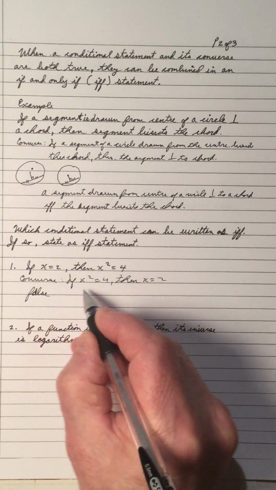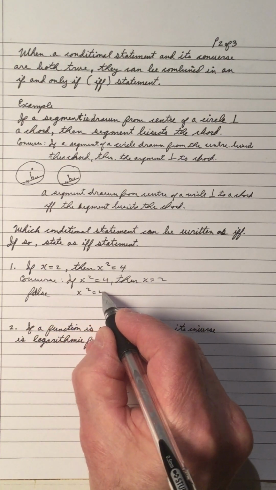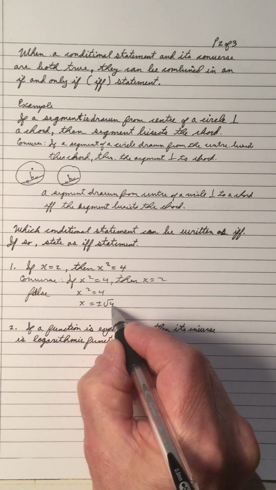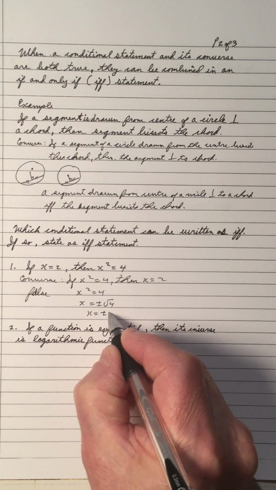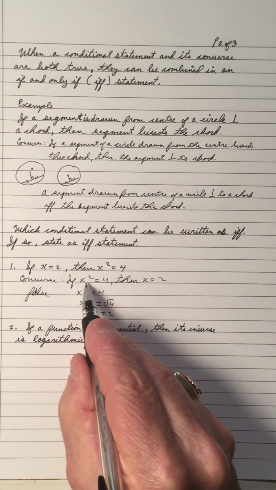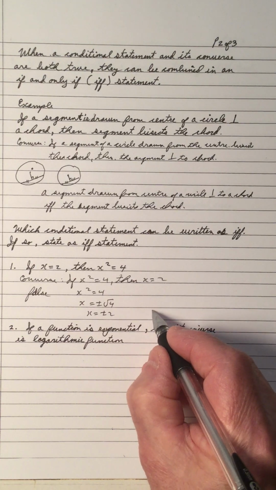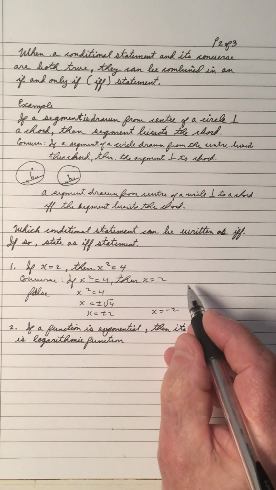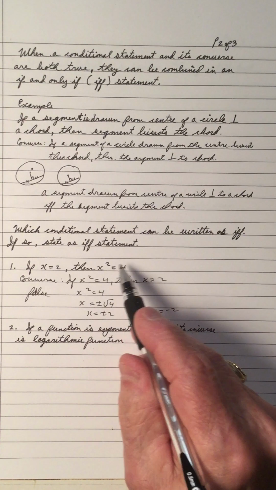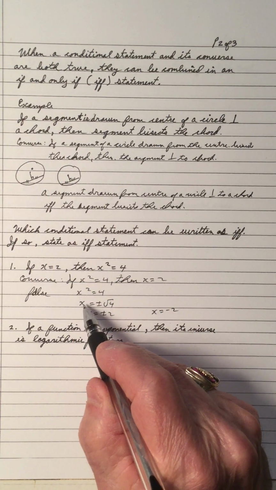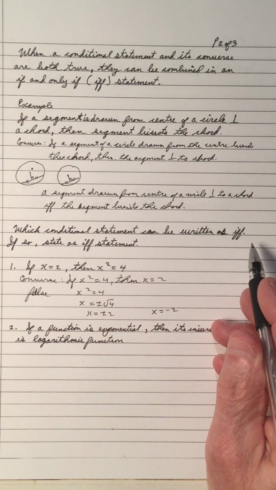Well, let's just look. If x squared equals 4, then x is equal to plus or minus the square root of 4. x is equal to plus or minus 2. So if x squared equals 4, then x is 2? No, because x can be equal to negative 2. So it's false. Therefore, since the converse is false, we cannot write it in the if and only if form.